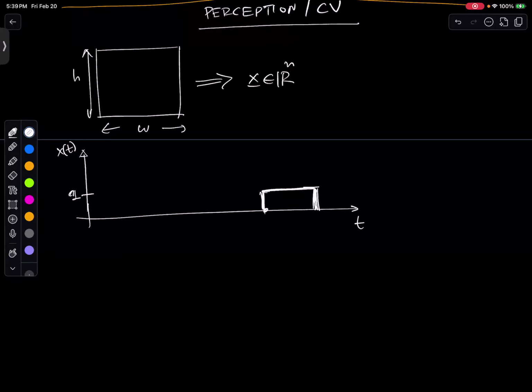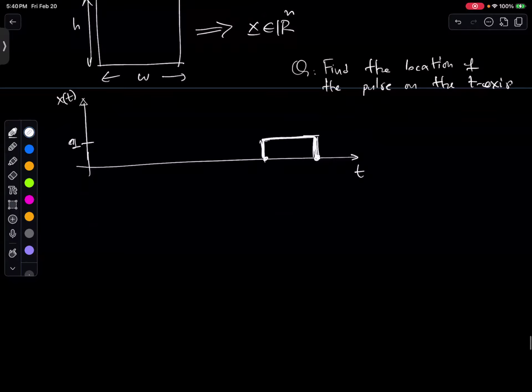And someone is asking you the following kind of question. Find the location of the pulse on the t-axis. Okay, so would anyone like to offer any ideas on how to solve this problem? I'm going to suggest a fairly simple kind of implementation of a proposal.